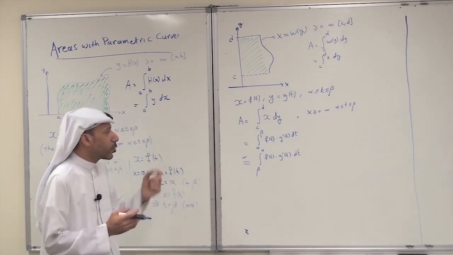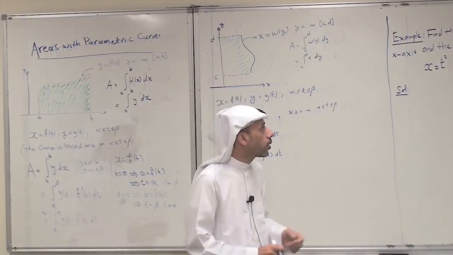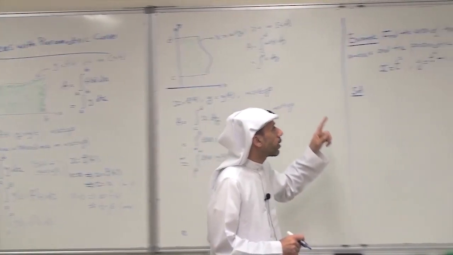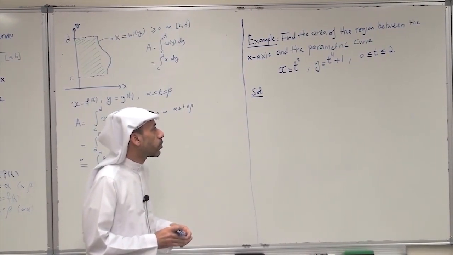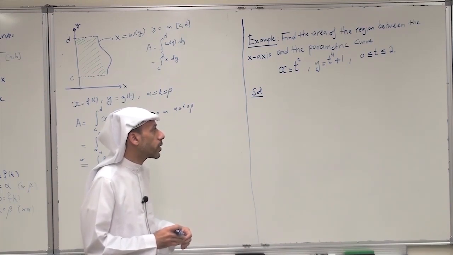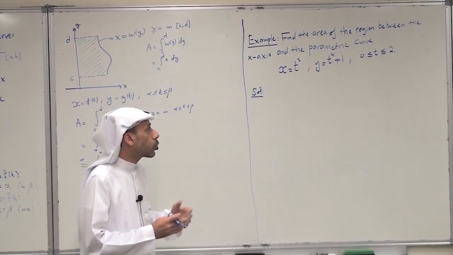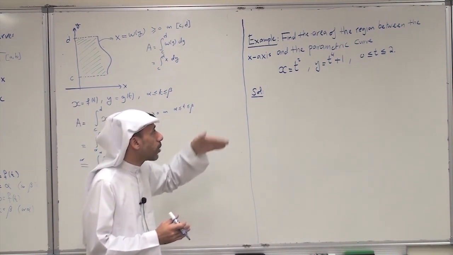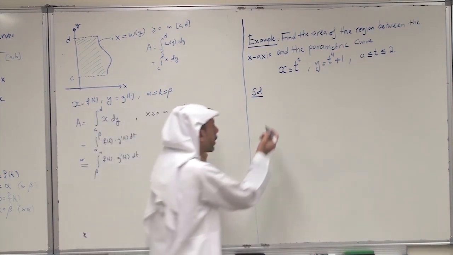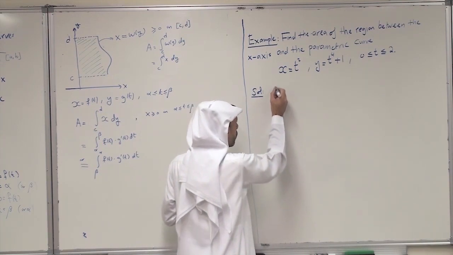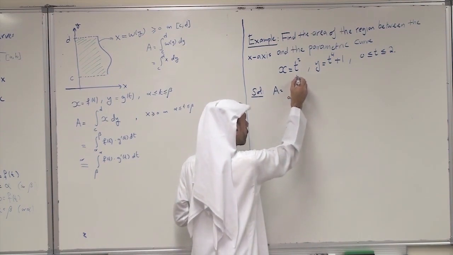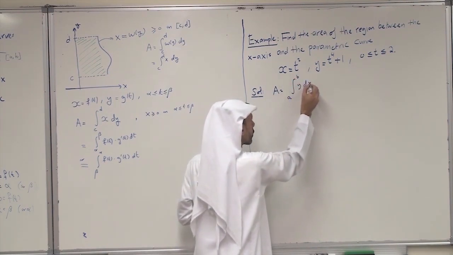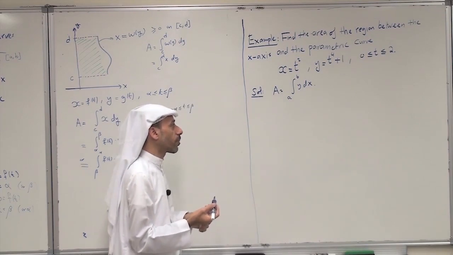Let's now illustrate this with one example. Find the area of the region between the x-axis and the parametric curve x equals t squared, y equals t power 4 plus 1 over the interval from 0 to 2. Now to solve this, the region is above the x-axis. So from the formula of the first case, the area will be given by the integral from a to b of y dx. This is the rectangular form.